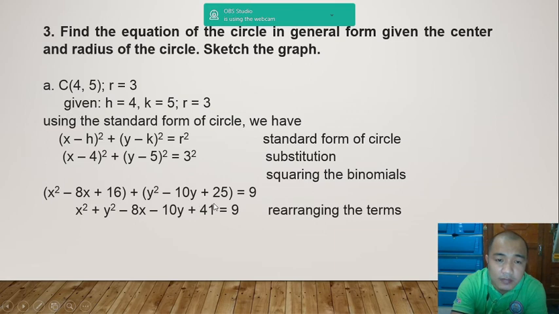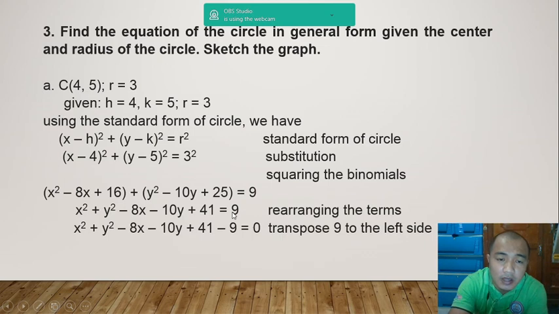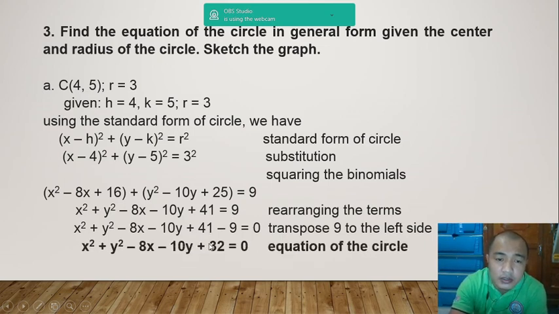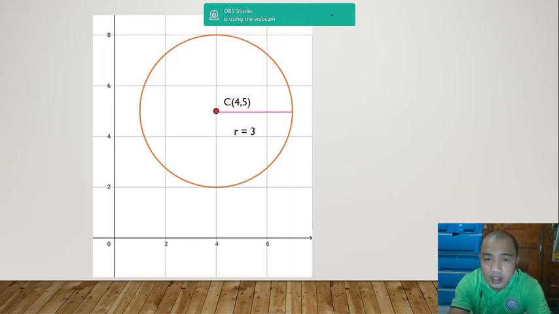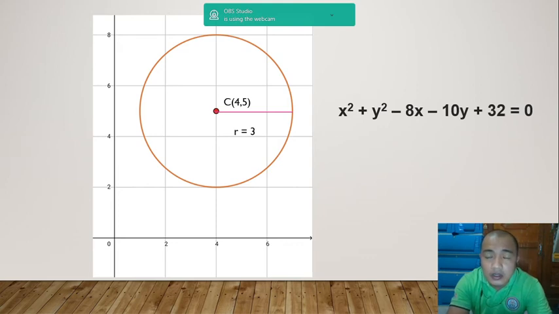Then, add 16 and 25, which is 41. Then, later on, transpose 9. 41 minus 9 is 32. So, the equation of the circle whose center is (4, 5) and radius is 3 is x squared plus y squared minus 8x minus 10y plus 32 equals 0. And this is now the graph of the circle whose center is (4, 5) and radius is 3. Okay? x squared plus y squared minus 8x minus 10y plus 32 equals 0.